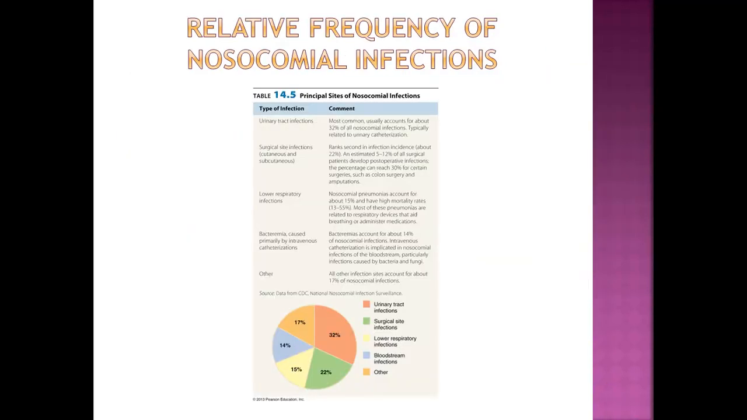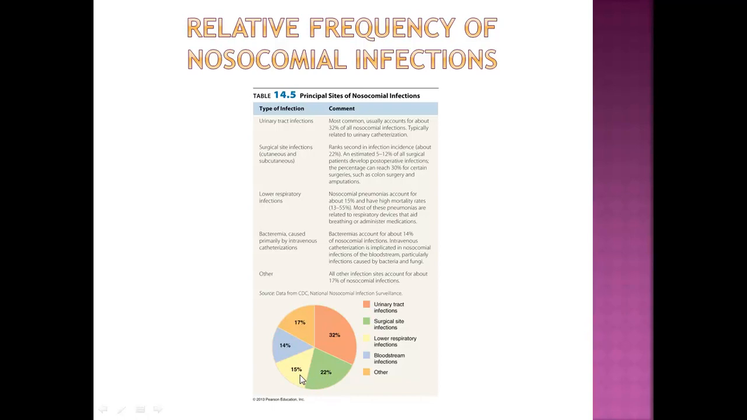So here we see the relative frequency of nosocomial infection, and the top infection that we see are urinary tract infections. Okay, and it's usually related, as mentioned here, to using urinary catheters. Then it's surgical site infections. Okay, this is another incidence that we see.